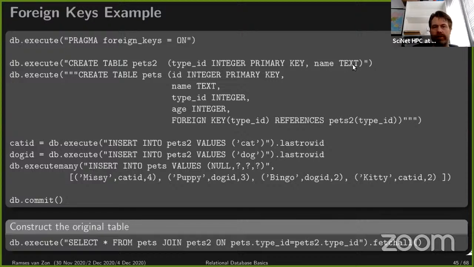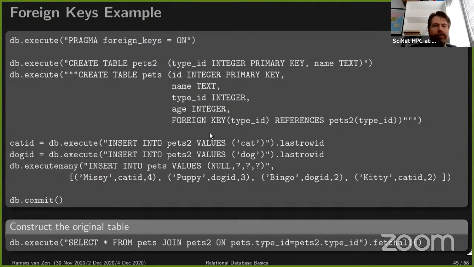So we've got our pets2, which is very, very straightforward. But then we have pets itself, where we have a type ID, and we say that the type ID references pets2 type ID. Okay, so now those two are linked. Now, to make that work within SQLite, we have to switch on the checking of foreign keys, because otherwise it will ignore that and will allow you to basically put any integer in this type ID column, even if it's not in the other table, because we haven't switched on this capability of checking foreign keys. So the way to do that is pragma foreign keys equals on.